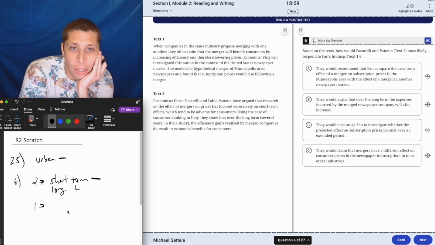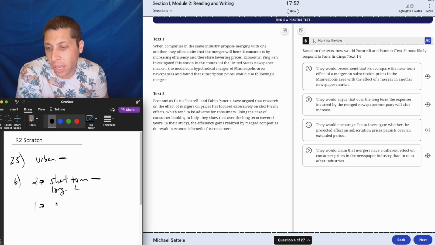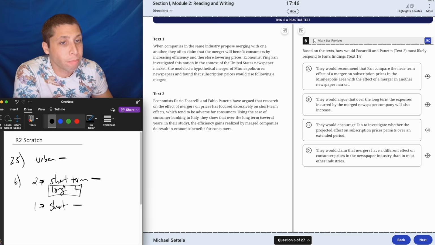When companies in the same industry propose merging with one another, they often claim that the merger will benefit consumers by increasing efficiency and therefore lowering prices. Economists investigated this notion in the context of the United States newspaper market. She modeled a hypothetical merger of Minneapolis area newspapers and found that subscription prices would rise following a merger. So this is saying the short term is bad, right? So they're going to disagree, and he's going to say you got to look at the long term.